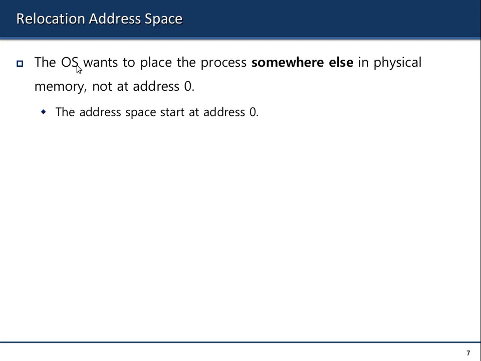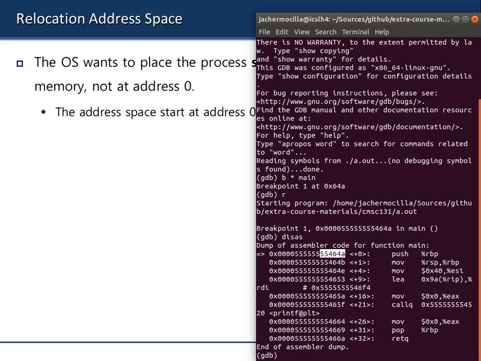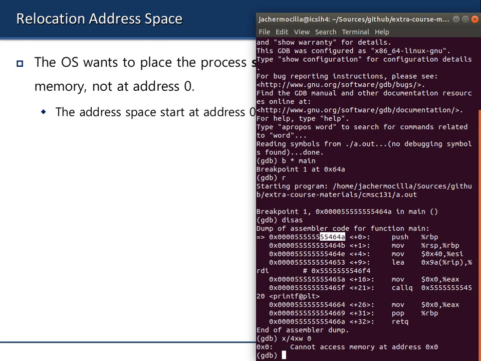Okay? So the OS wants to place the process somewhere else in physical memory, not at address 0. And the address space starts at address 0. Okay? Dito, kung gusto natin i-dump yung ano, let's say, let's dump 4 bytes, 4 words from address 0. Pwede kaya? Okay? So cannot access memory at address 0. So ibig sabihin, merong gumagamit ng memory, reserved yon, let's say, for the operating system. So, syempre, yun nga, pag pinakita natin, info proc mapping.